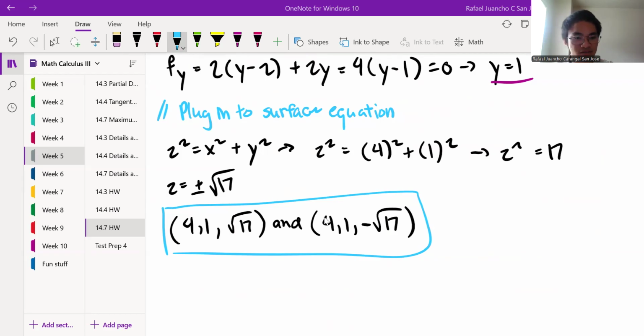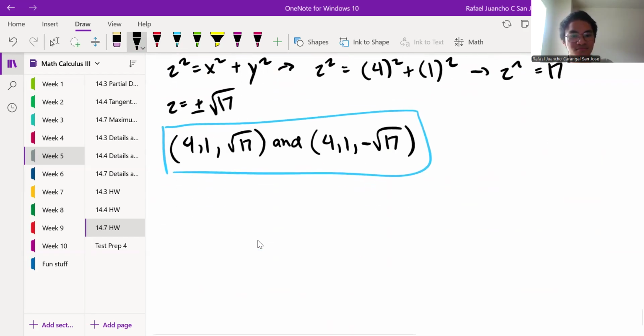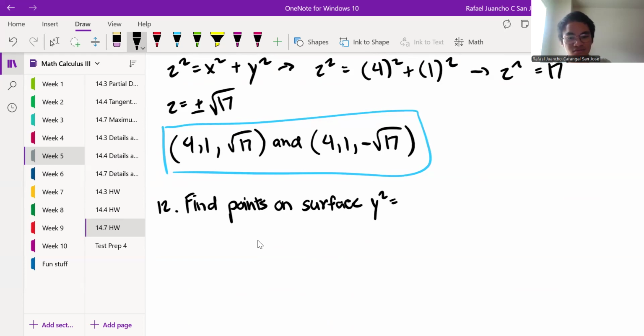Okay, we have like 4 more problems. Let's do all of them. So again, same idea. Let me do one more. So here we're being asked to find points on this particular surface. So here now we're making it general. y squared equals 64 plus xz, closest to origin.